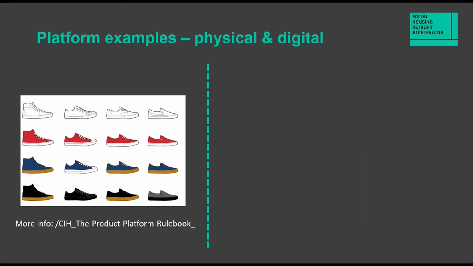To quickly provide a bit more context on how platforms are already applied and the potential for retrofit industry transformation, I have some examples of both physical platforms and digital platforms. On the left, an example from the platform rulebook of a physical platform. This range of trainers is an example of a product platform. Low variety common assets, all produced in the same way, make up the majority of each shoe. Stable interfaces and peripheral components allow the inclusion of different soles, laces, and colour finishes for a high degree of customization.